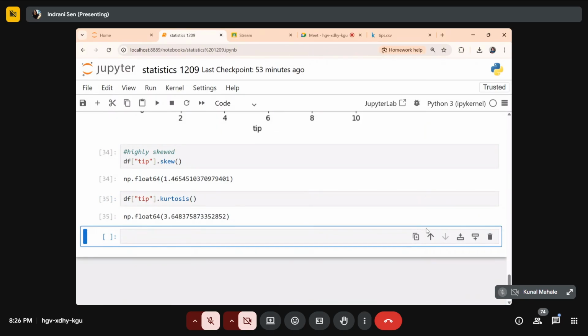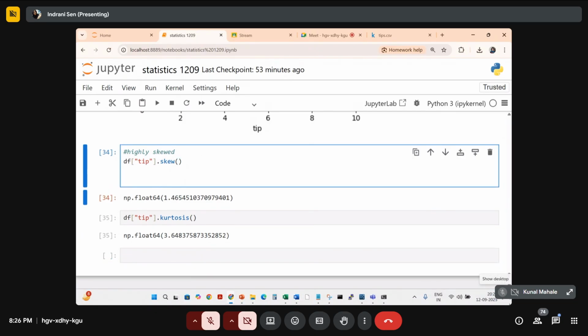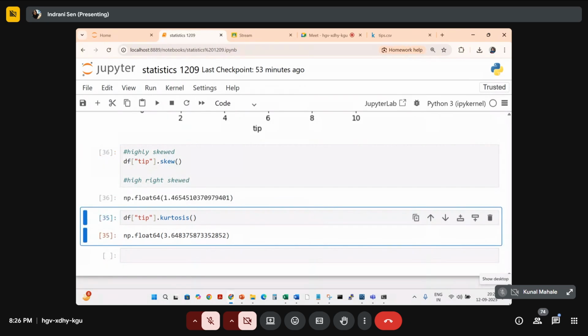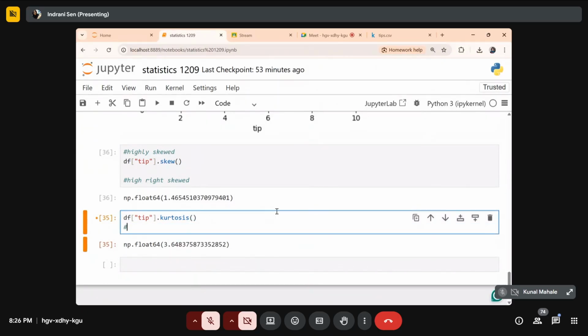This I'm not giving you to calculate manually. This is just for the practicals. So skewness shows that it is highly right skewed, and kurtosis shows that it is leptokurtic. Leptokurtic is the shape with heavy outliers.